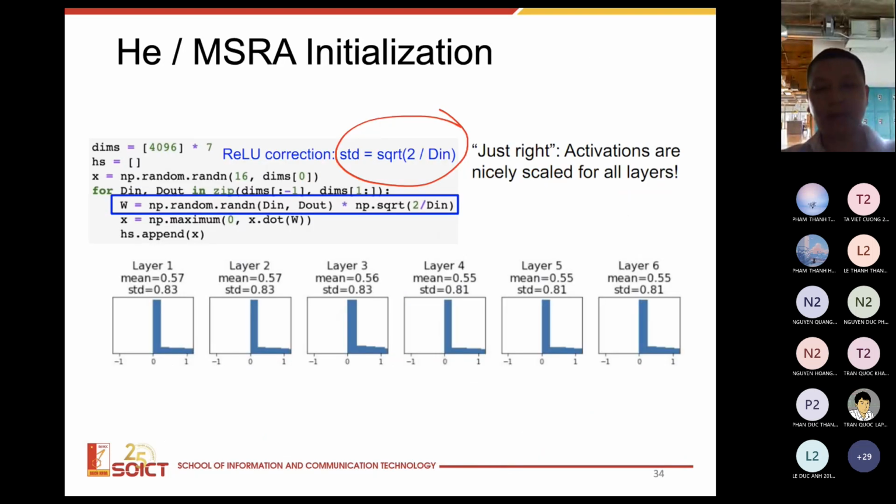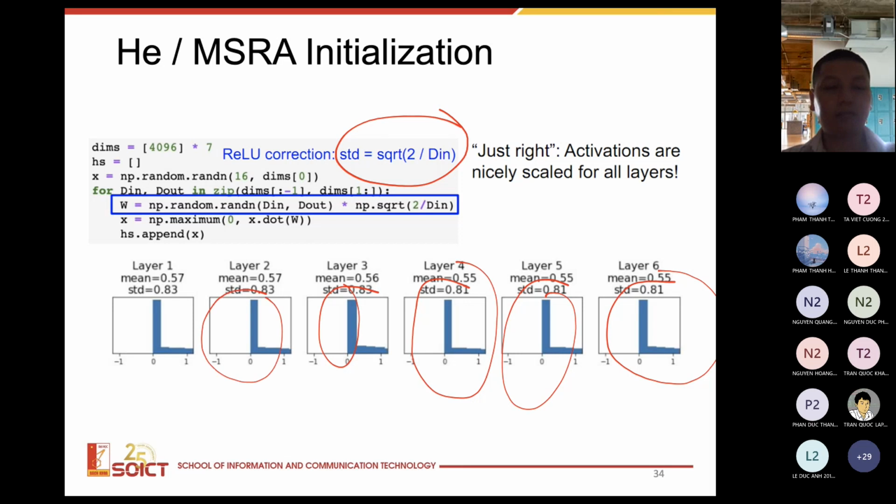And in this case, when you correct the value with the right initialization, you see there's no diminishing in the layers.